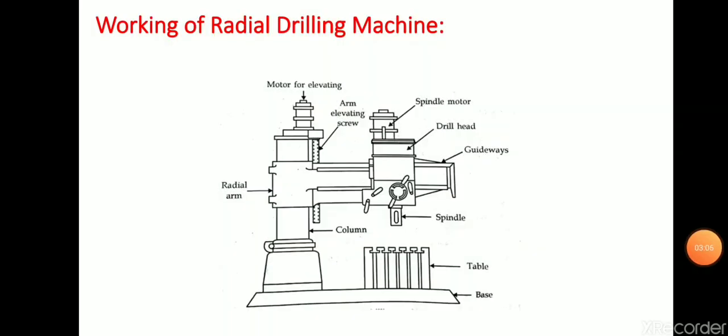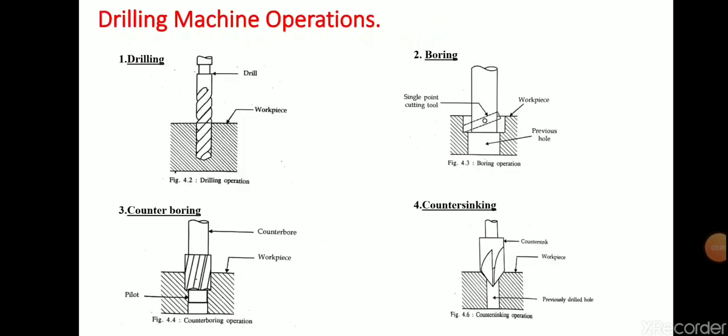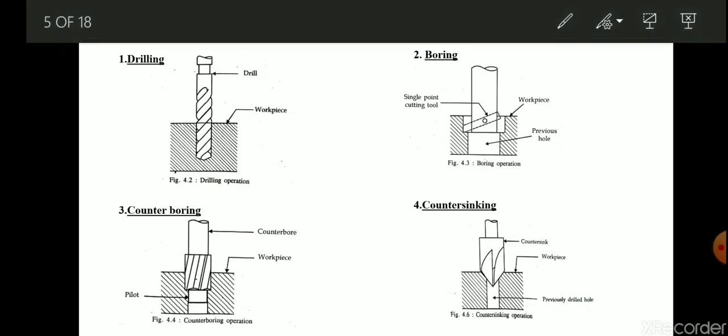Now let us start with drilling machine operations. Drilling machine operations are listed as drilling, boring, counterboring, countersinking, reaming and tapping. So let us see what is drilling. Drilling is a process of producing a cylindrical hole by removing metal from the workpiece. Here we can see a simple sketch of drilling which consists of a drill tool and a workpiece.